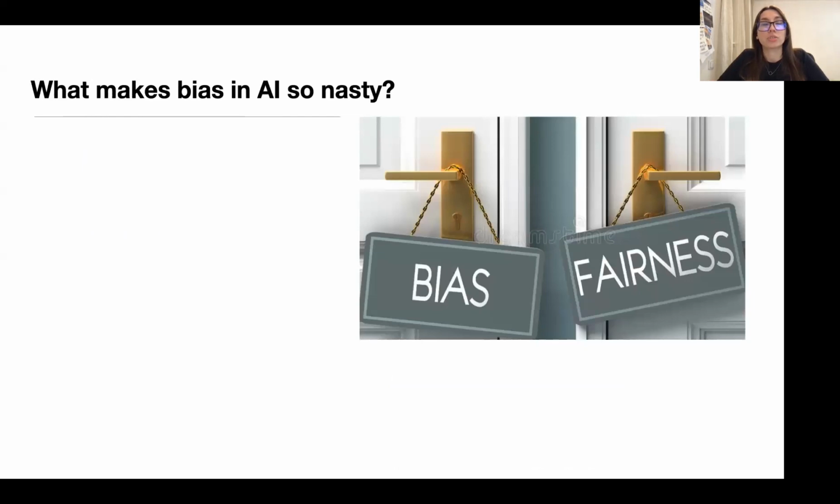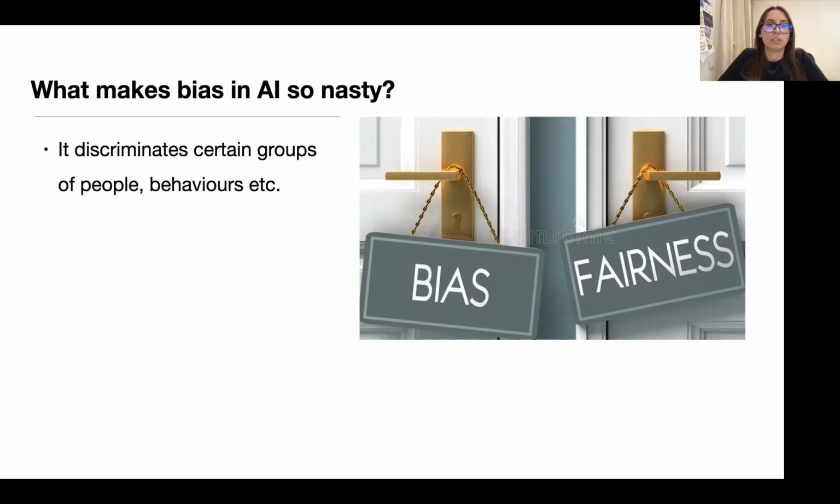And why are we actually talking about bias as some kind of problem? Because bias and fairness are like two sides of the same coin, and I think we all want our solutions to be fair. When we don't pay attention to how our models behave, we promote discrimination of certain groups of people or certain opinions and behaviors.